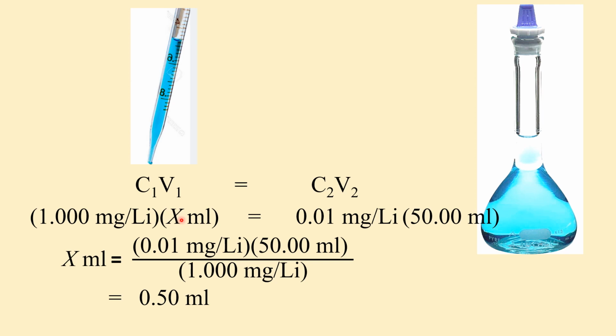How many ml of stock number 2, which has a concentration of 1 milligram per liter, should you withdraw to prepare this target solution? So, that's it. 0.01 milligrams per liter times this, that is your C2V2, over the concentration of stock 2, which is 1 milligram per liter, your V1 will be 0.5 ml.